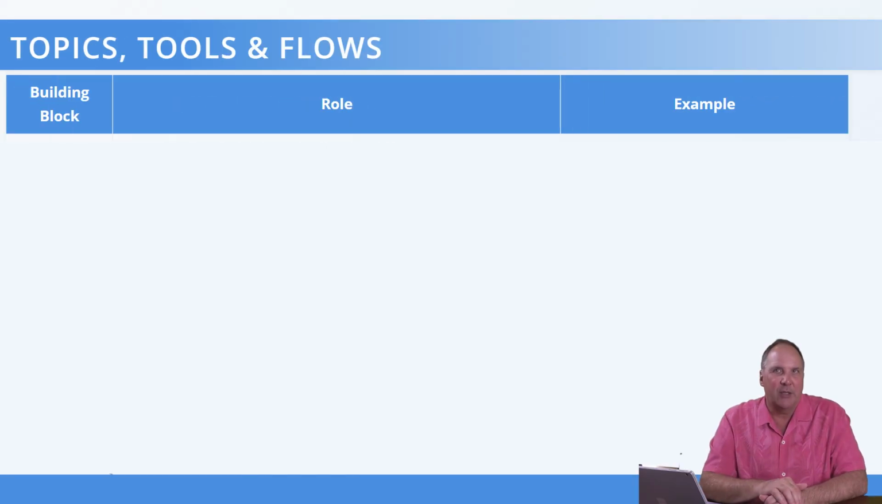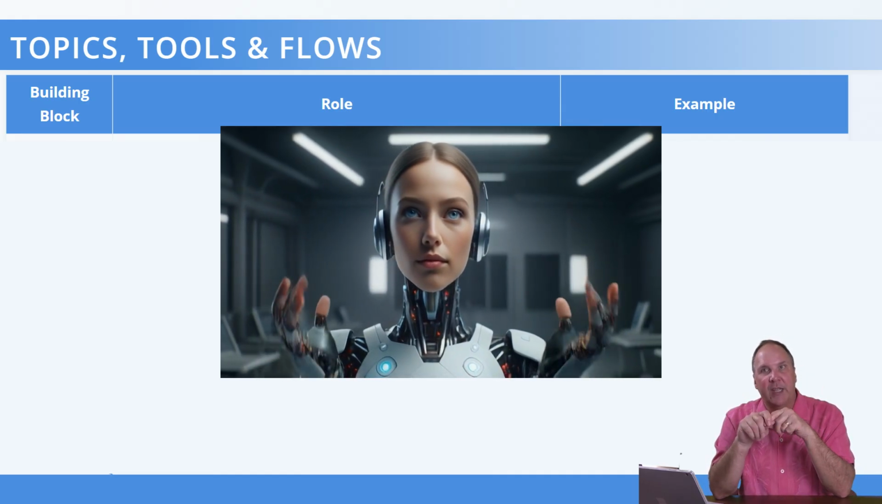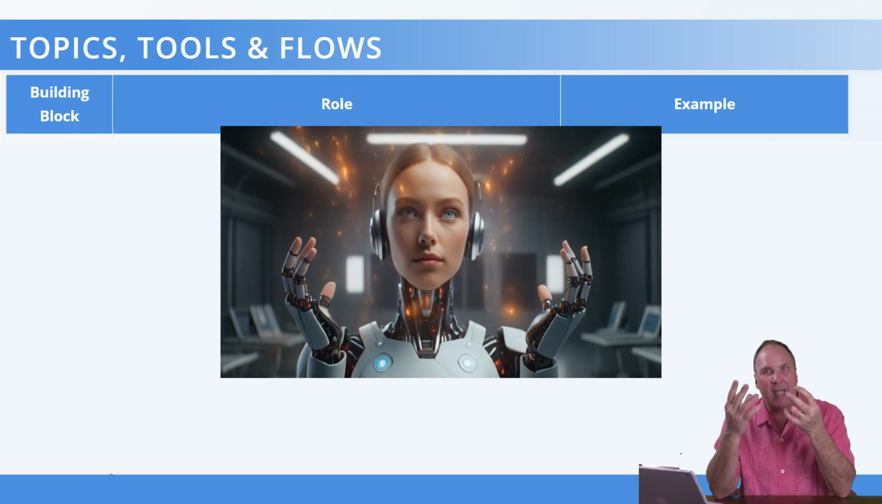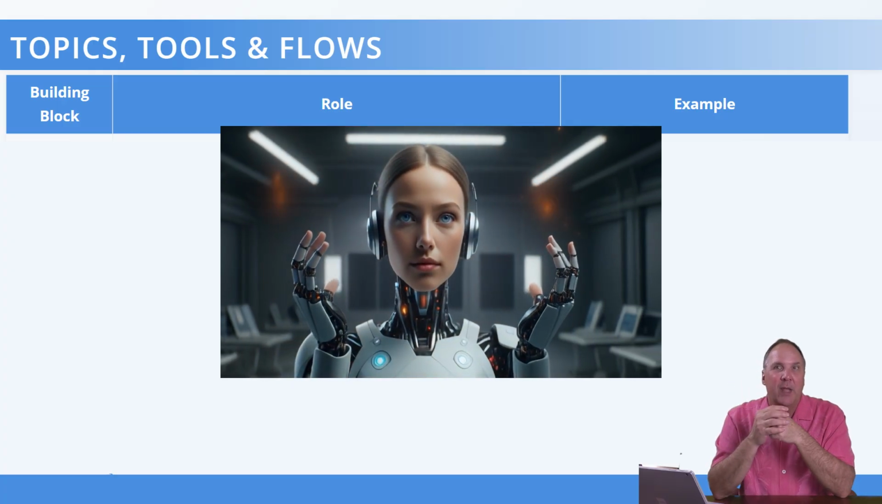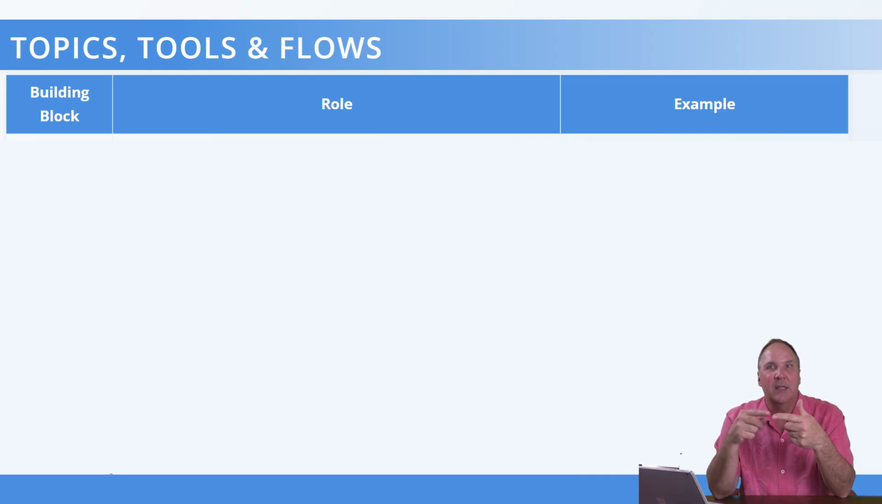Every agent in Copilot Studio is built from 3 elements: topics, tools, and flows. Think of them this way. Topics are the ears. They determine what the agent understands. Tools are the hands. They do the work. And flows are the brain, the wiring. They connect understanding to action in a logical sequence. So let's start with topics.